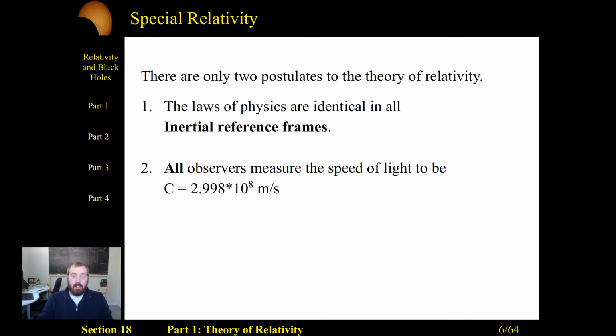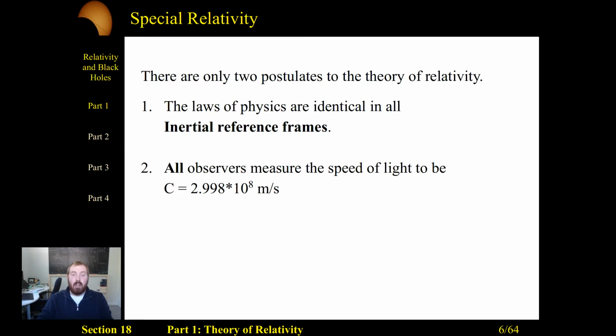The other fact that we have to agree on is that all observers must measure the speed of light, c, to be 2.998 times 10 to the 8th meters per second, most commonly rounded up to 3 times 10 to the 8th meters per second. These are the only two facts you need for everything we're about to learn today. All inertial reference frames are equal, and the speed of light is constant, and no matter what, everyone will measure that speed. So, with these two postulates in mind, let's start delving into what we mean by inertial reference frames.